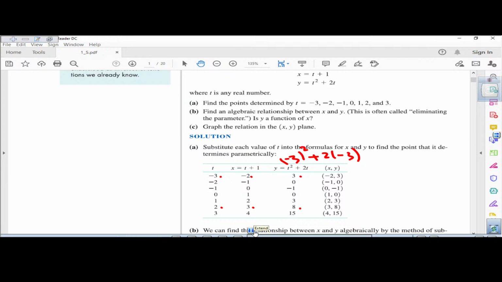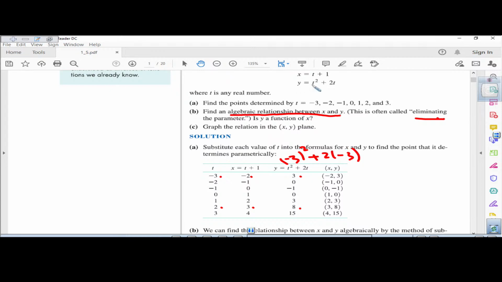Now comes the interesting part here. Find the algebraic relation between x and y. And that's what we're going to spend time on, which is also called eliminating the parameter. We're going to eliminate the t. As I said, you're not too concerned about that. You're just concerned about the amount coming in and the toys leaving.